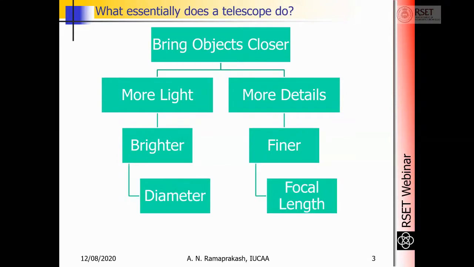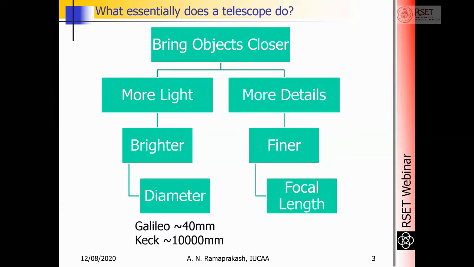Now it's the telescope's diameter which defines how much brighter an object becomes. The larger the diameter of the telescope, the more light it collects, and the brighter the object appears. And similarly, it's the focal length of the telescope which defines how fine details it can see.